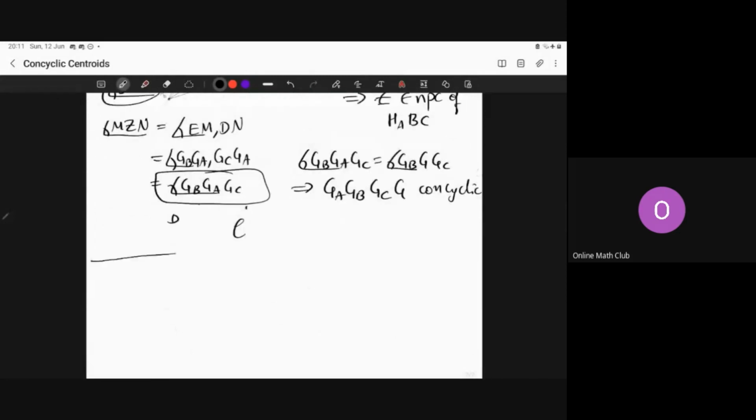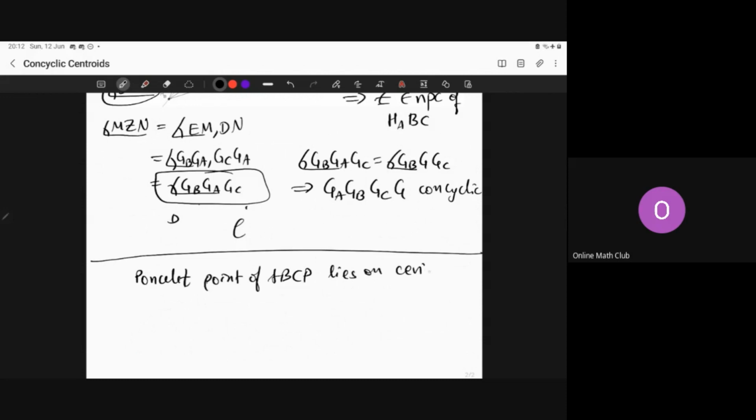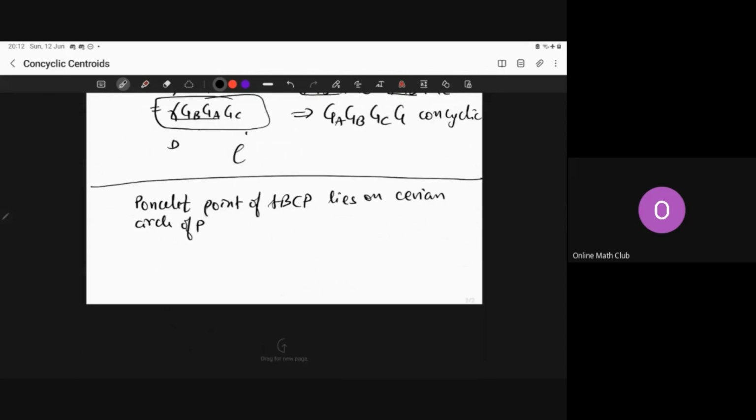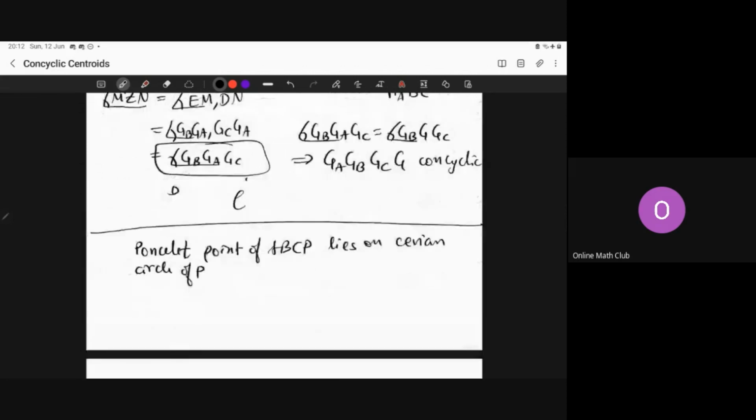So there are some nice results I also skipped while doing this session because it's outside the scope, I think. Rather, I have not encountered some easy proofs. So one: the Poncelet point of ABCP lies on the CVN circle of P. CVN circle of P means the circle through the CVN triangle. Now this is a result I skipped. It's probably harder to prove.